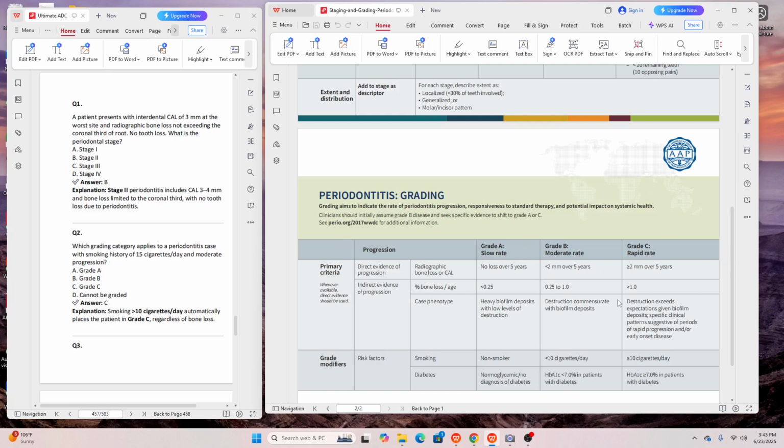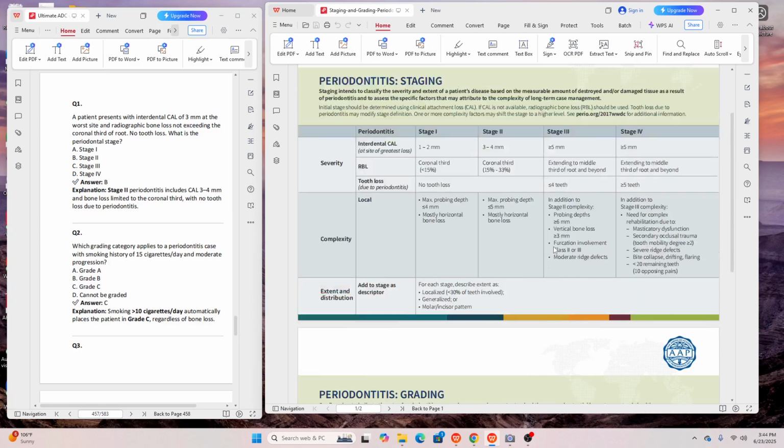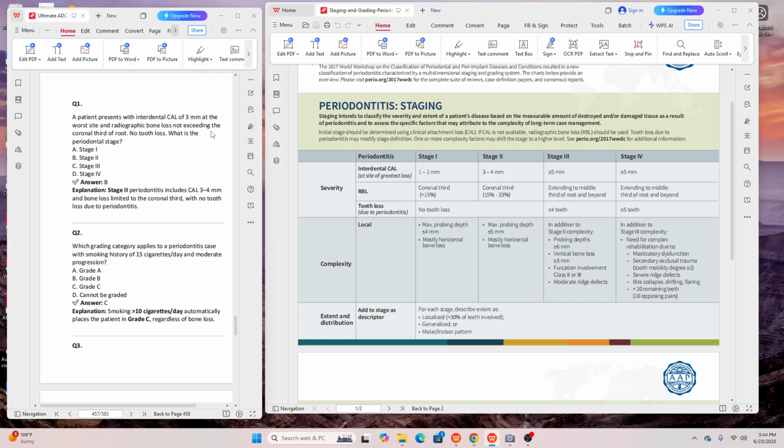What this grading will help you do is understand the rate of periodontitis progression, whether it is slow, moderate or fast, and whether it will respond to the standard therapy or not, or if it is responding, how it is responding, and what its potential impact on systemic health is, that is diabetes or immunocompromised status, etc. Understood? So let us just start with question number 1.